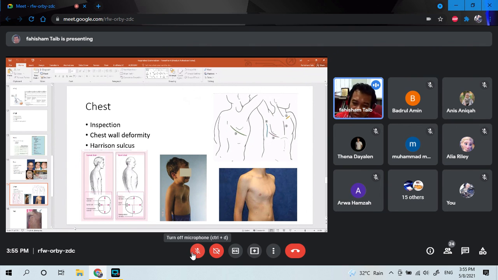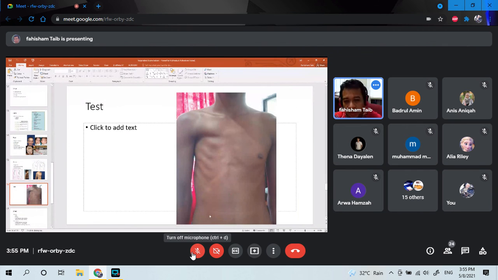Don't forget about Harrison's sulcus, and this is pectus excavatum, okay? Where the sternum is depressed. Excuse me, sorry. Depressed, but then the child might be okay. And some of the things that you look for, I mean, what is this? Anybody? Anybody, what is this? Is this Harrison's sulcus, doctor?